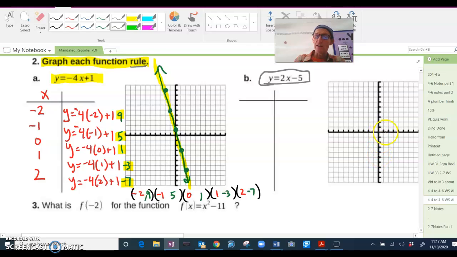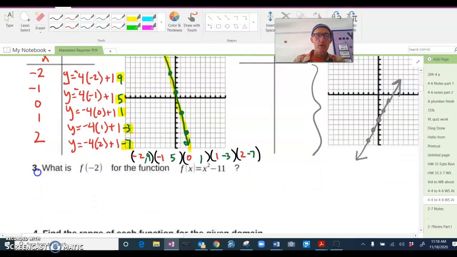You're going to have (-2, -9), (-1, -7), (0, -5), (1, -3), and (2, -1). And then you draw a line to indicate your graph. All right, but you have to complete the table, just like it did on this one.